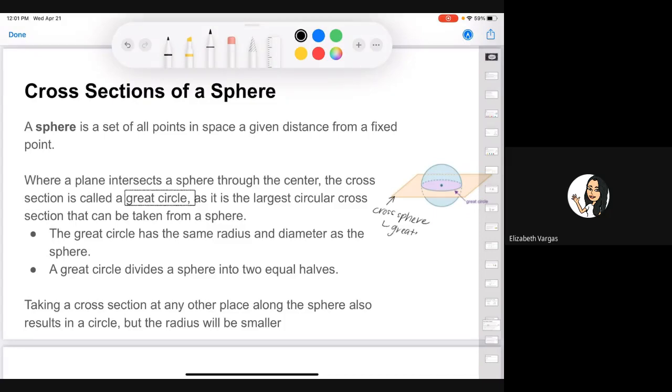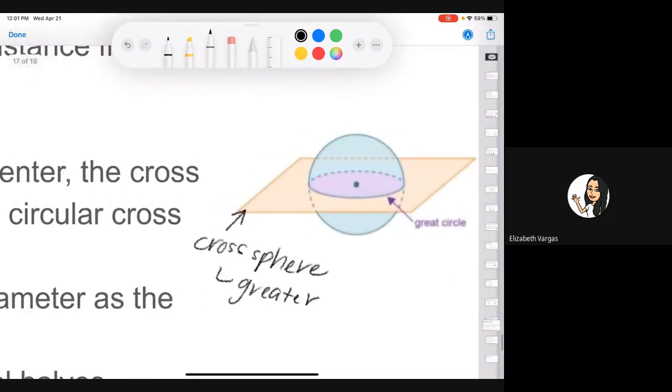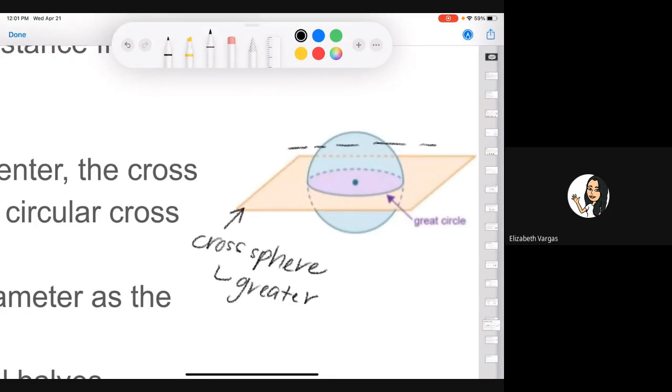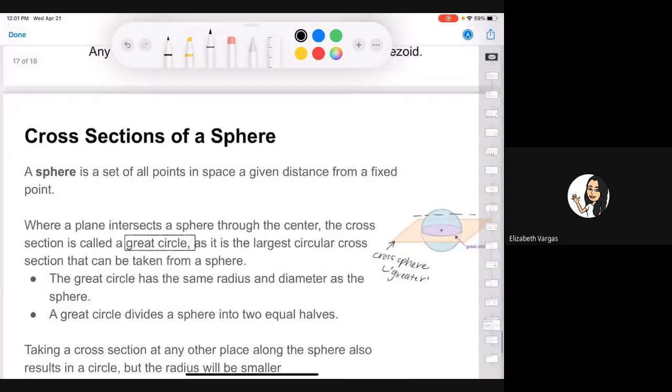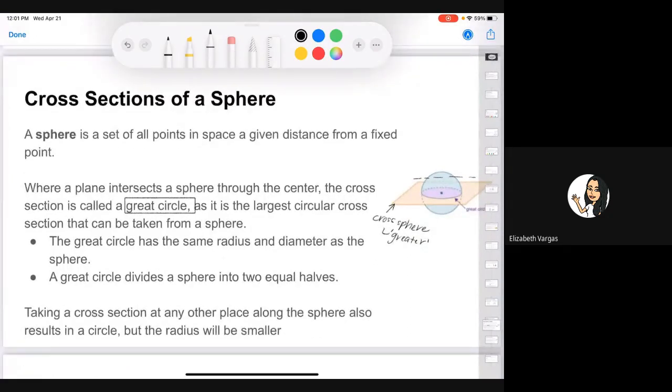If, however, we have a cross section at any other point, for example, if I had a cross section right here, that circle which is produced out of that cross section will be a little bit smaller. So keep that in mind. But every single cross section of a sphere, whether it's horizontal or vertical, will always be a circle.